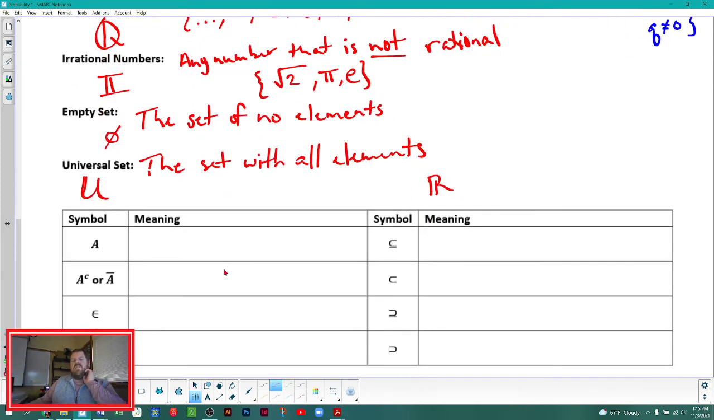Now we've got some symbols in our set theory that can help us look at some different things. If we just use a capital letter, no special lines on it anywhere, that means a set. We would call a set a certain letter so that we could recall that really easily. So we could say, let's let A be 2, 4, 6, 8.